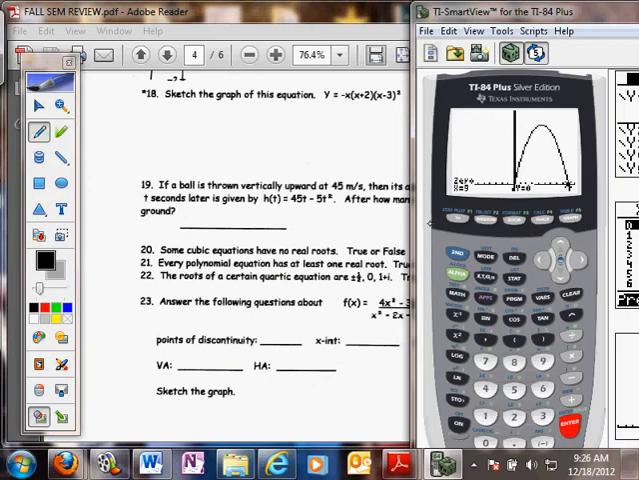That's how many seconds later the ball hits the ground. That's the answer for number 19. That's how you work those kinds of problems. You need to be able to manipulate these types of problems within your calculator to find specific answers. Continuing on.